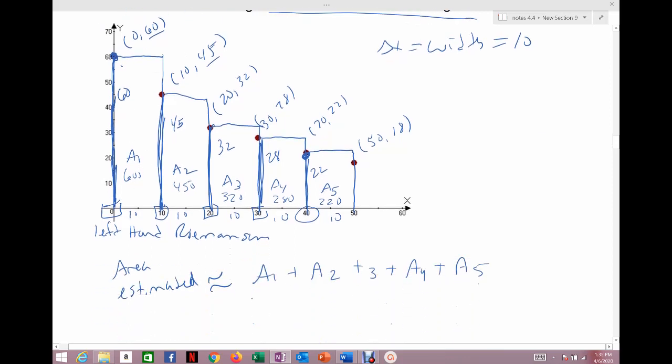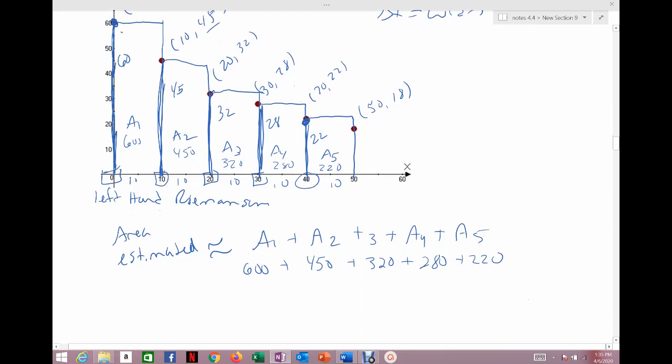And so when I go to find my area now, it's the 600 plus the 450, 320, 280, and 220. All right, and so I add up those values, and again, this is going to give me an approximate area. When I add them up, it adds up to 1,870, which is my estimated area.